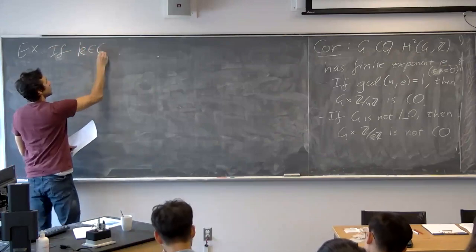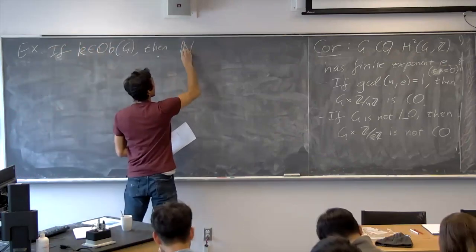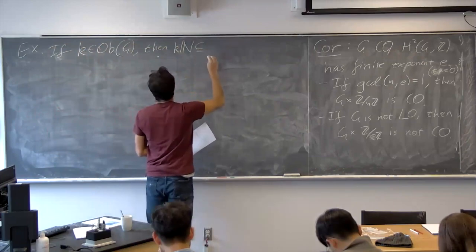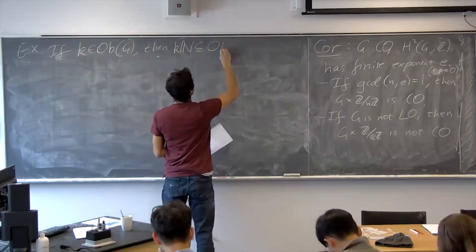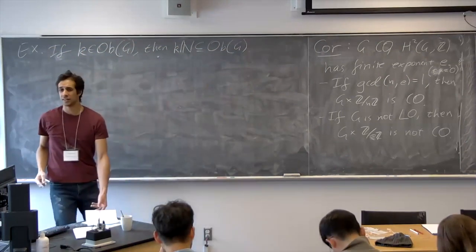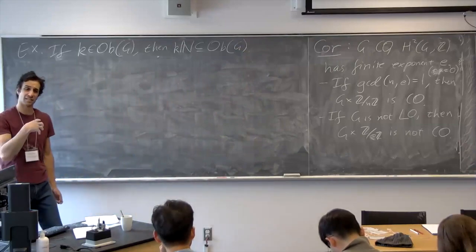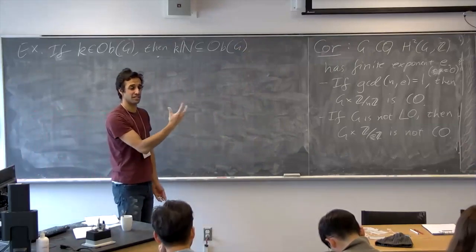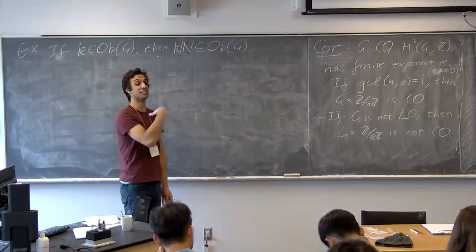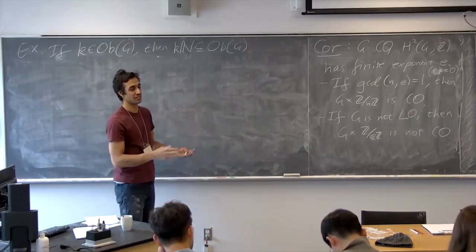If K is in the obstruction spectrum, then K times the natural numbers is a subset of the obstruction spectrum. This is simply because Z/KZ is a subgroup of Z/(K·T)Z for all natural numbers T.